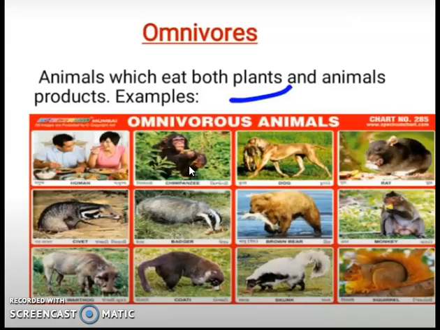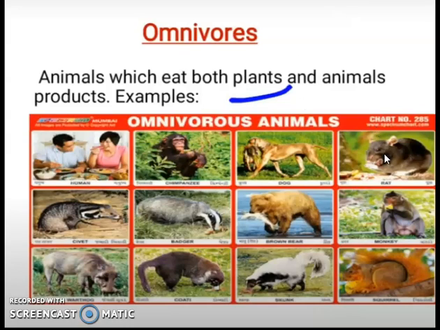They like to eat that. So they also eat rice. That means a plant product. That makes them omnivorous animals because they eat both kinds of food. Omni means all. They eat all kinds of food. Therefore, it is called an omnivorous animal.